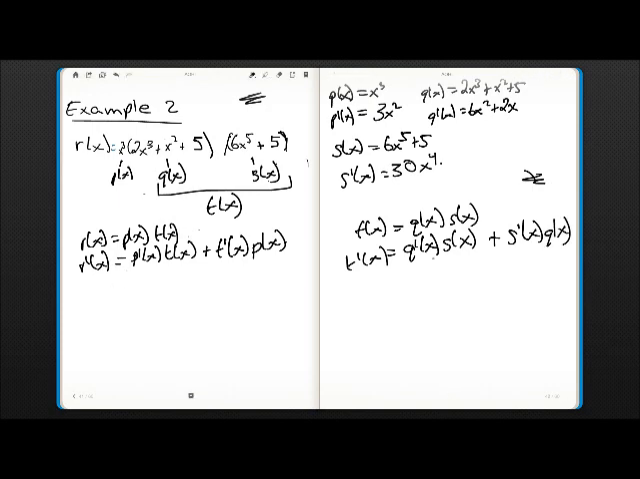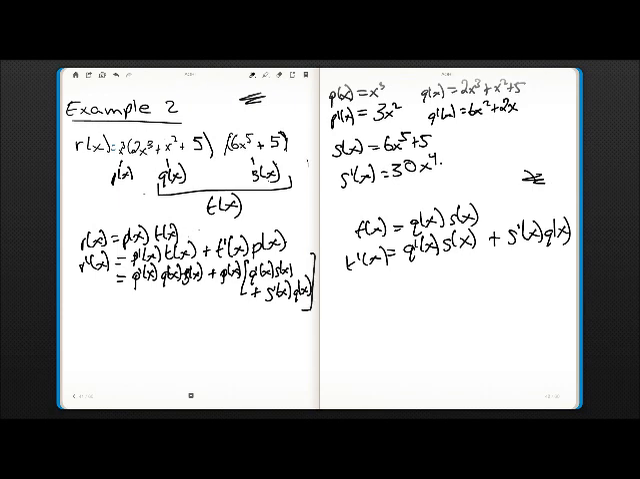So let's sub this part in here, and we get p prime of x times t of x, which is q of x times s of x, plus p of x, square bracket, t prime of x, which is q prime of x, s of x plus s prime of x and q of x.